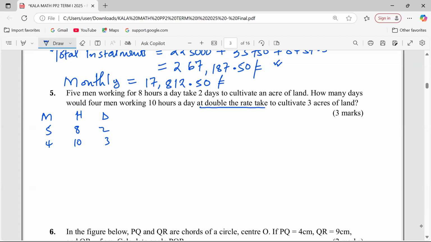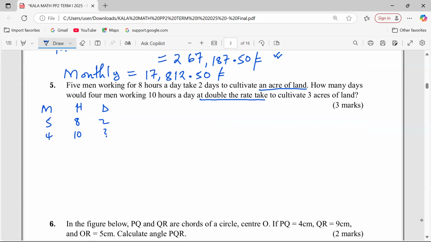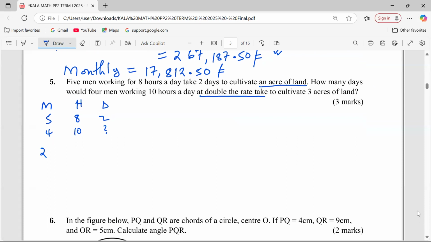To cultivate an acre of land, how many days will they take? We compare hours and days. When people are working for 8 hours, they need 2 days. What about when they start working 10 hours a day? Will they take more days or fewer days? Of course, fewer days, because now they are working longer.